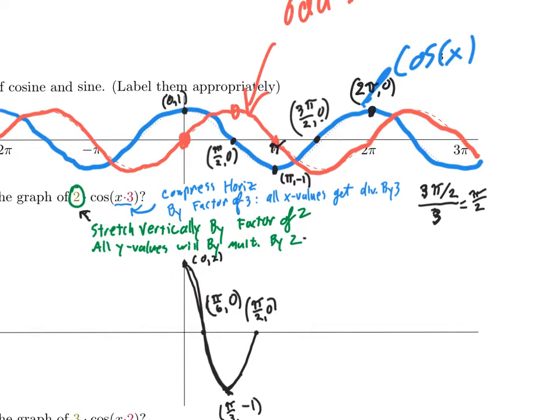Do the exact same thing. The x value gets, 2 pi, comma, 1. 2 pi will get divided by 3, resulting in 2 pi over 3. That y value will get multiplied by 2. So you'll end up way up here at 2 pi over 3, comma, 2.